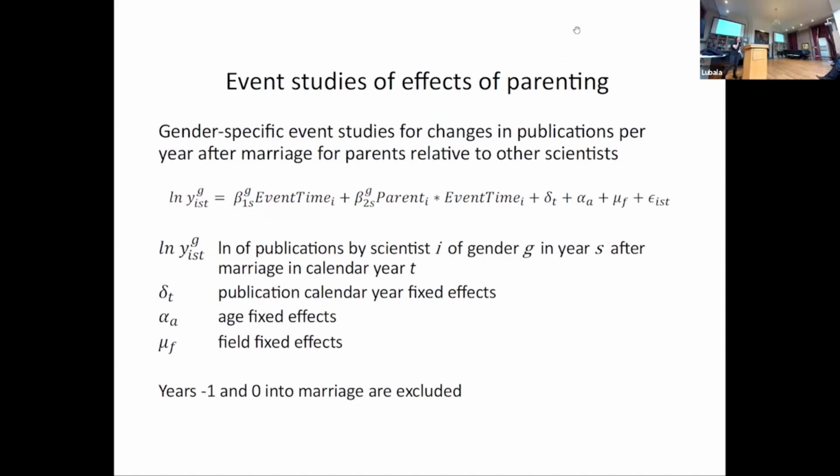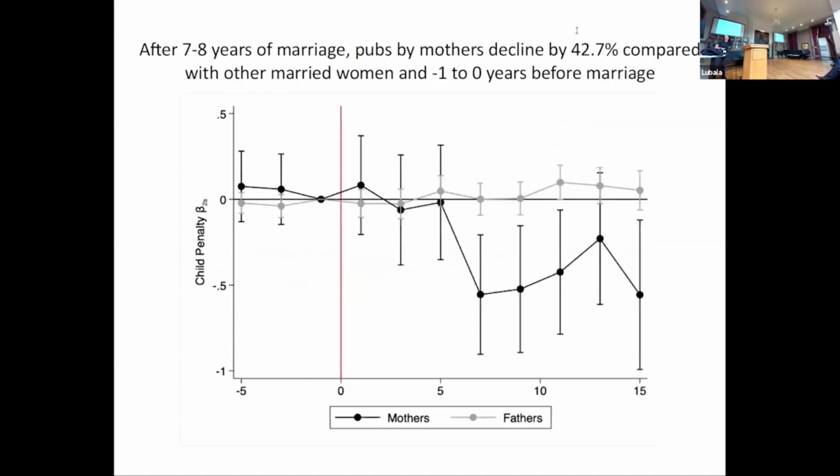So there are the event studies. They look very much like the age studies, but now we run an event study and we put in age fixed effects because we know that age matters, and field fixed effects and publication fixed effects. The years minus zero and zero before marriage are the excluded years. What we see here is comparing mothers to other women and fathers to other men: after 7 to 8 years of marriage, the publications by mothers declined by 42% compared with other married women.